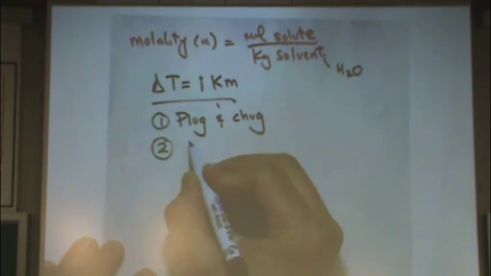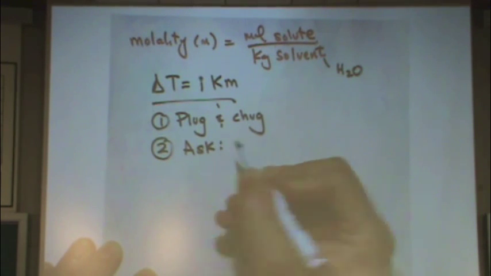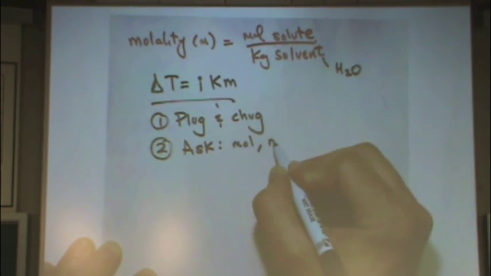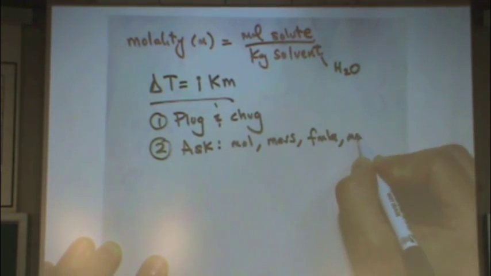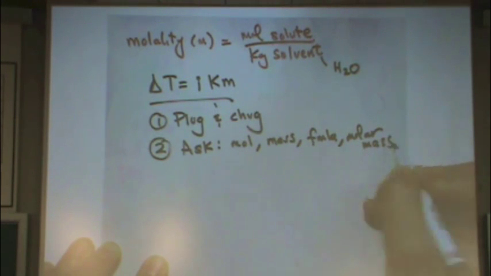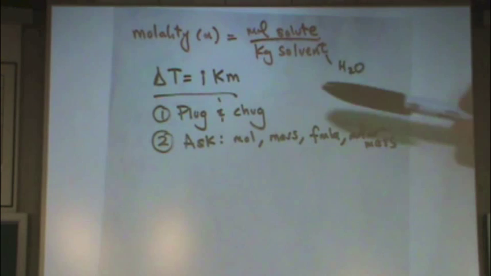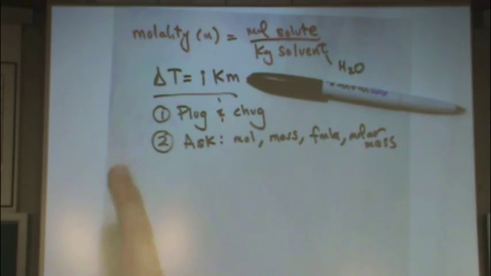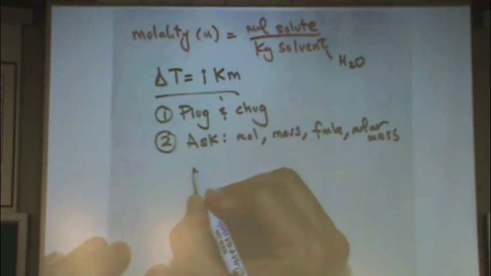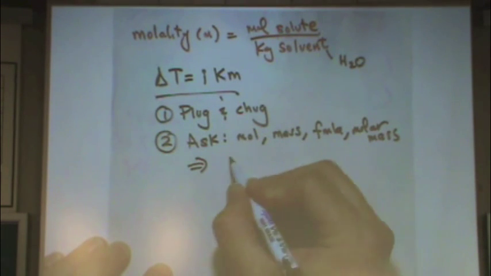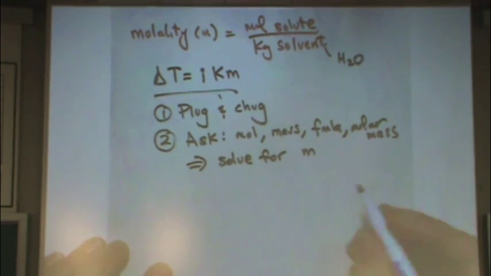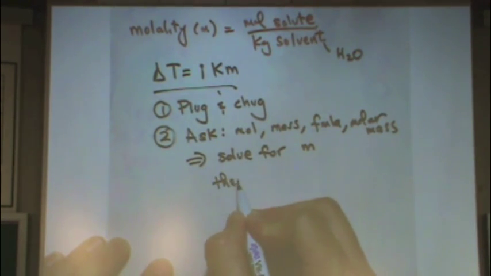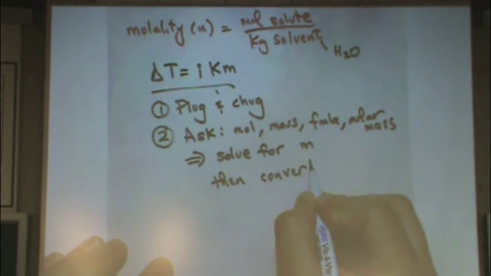The harder type is when they ask for any of the following. They'll ask for moles, mass, sometimes formula, sometimes molar mass. Okay, those are pretty typical things to ask for. Why that confuses students is none of those are variables in the original equation. Because they're not variables, what we're telling you to do, you should solve for molality. Okay, solve for molality, and then convert to what's asked for.